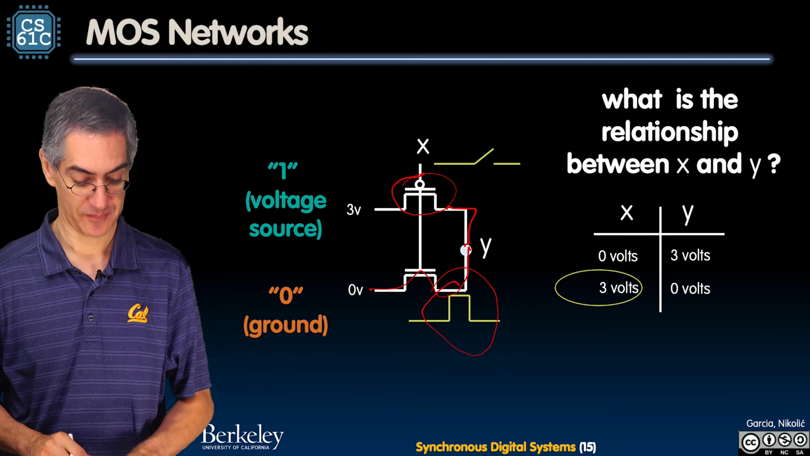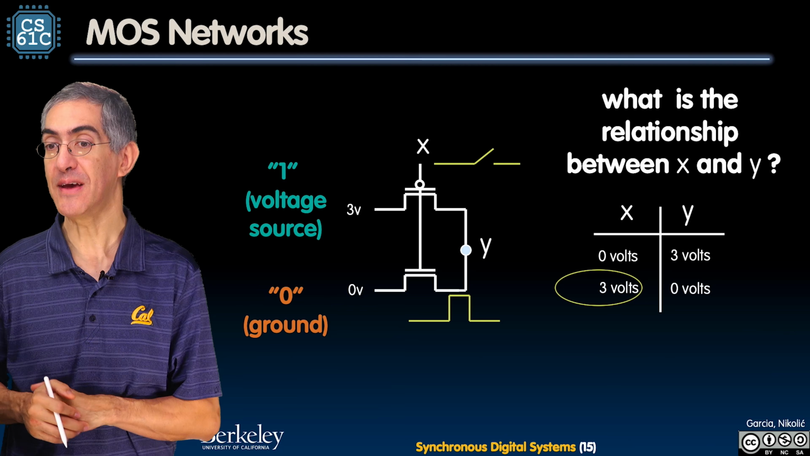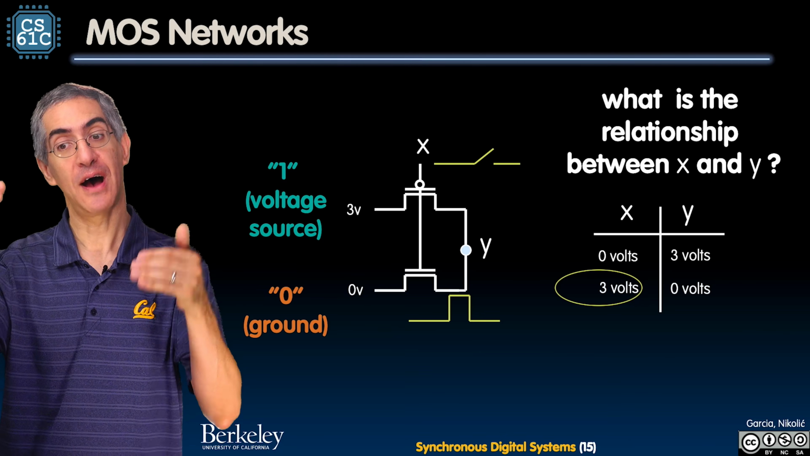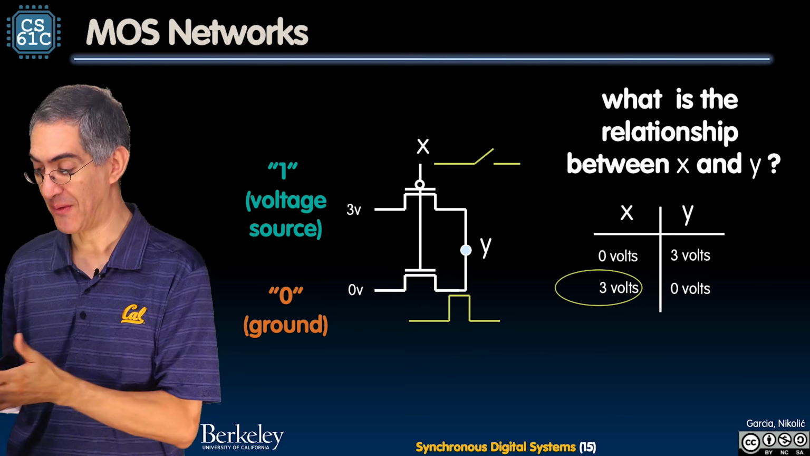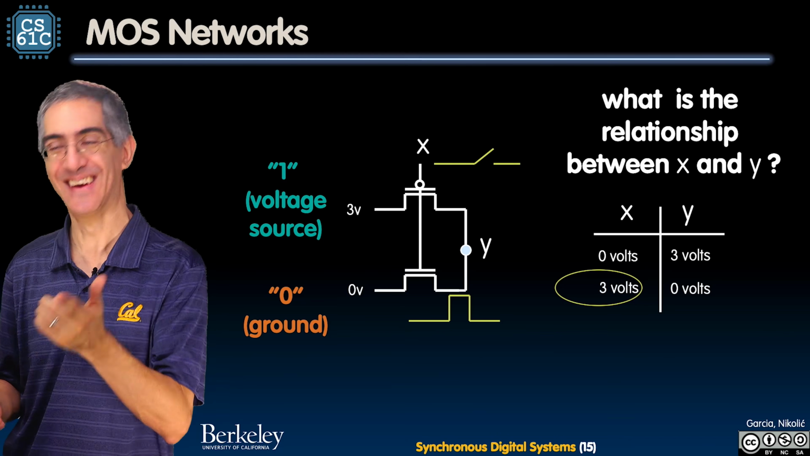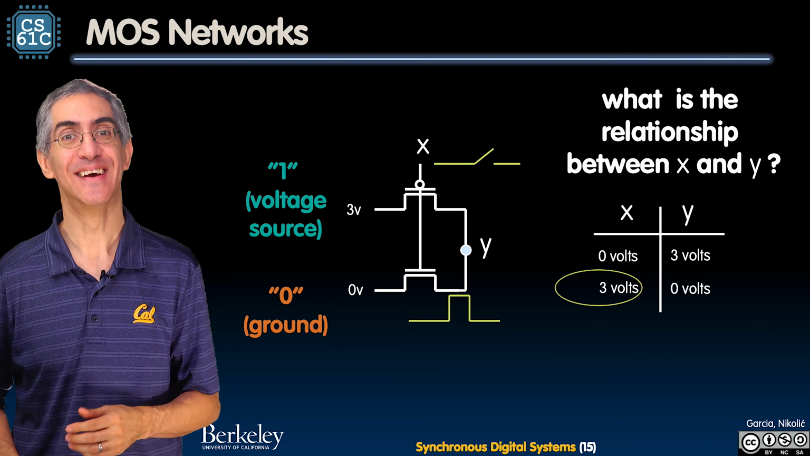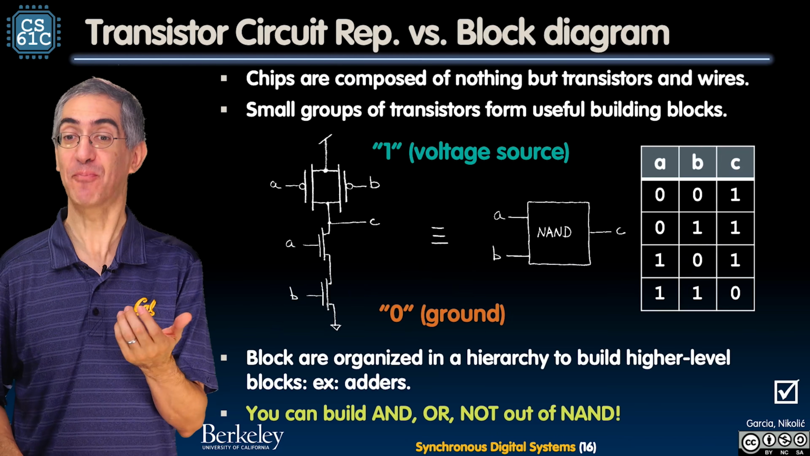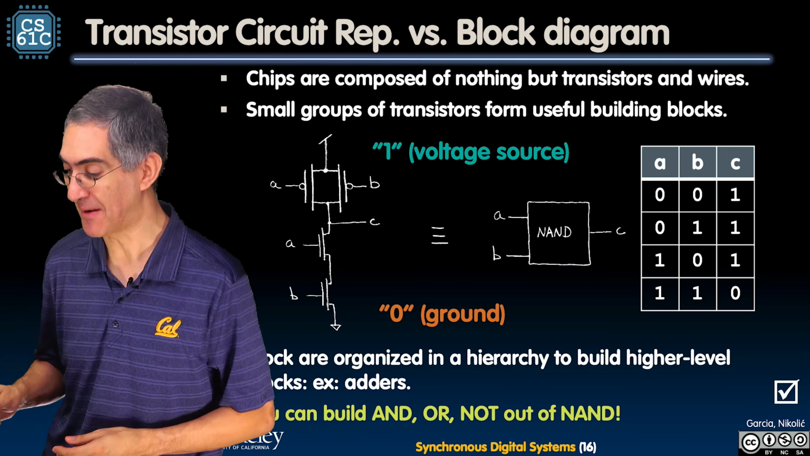and therefore when X is 3, Y is 0. Can you see what gate that would be? X is low, we're high. X is high, we're low. Can you get it? Huh? What do you think? It's a NOT gate. Isn't that cool with just switches? That's pretty cool. We made a NOT gate.